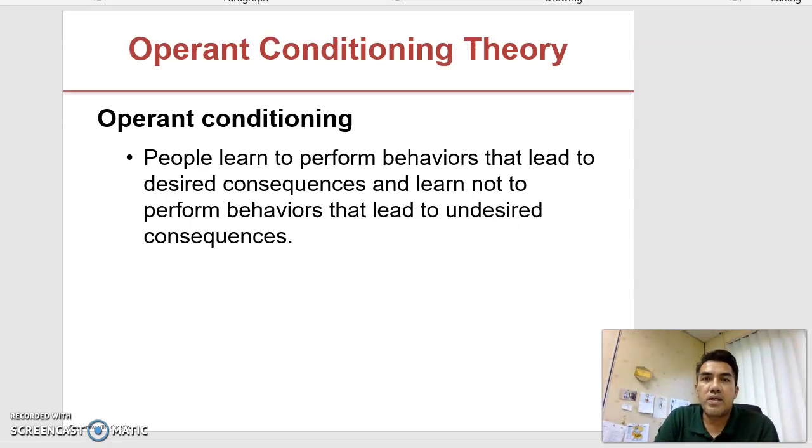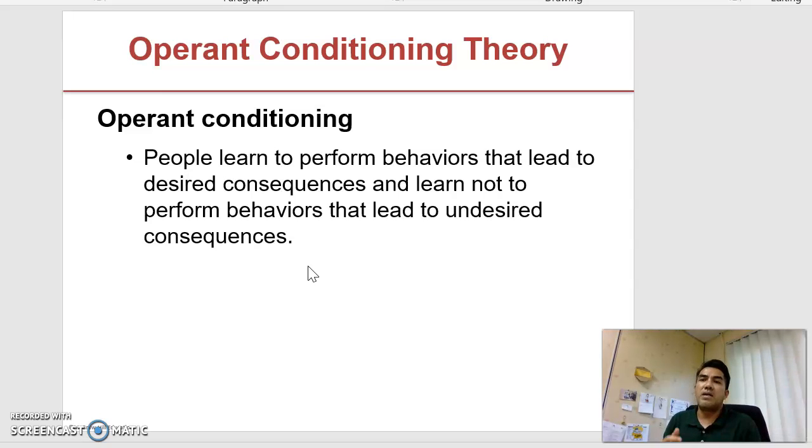Under this theory, they talk about operant conditioning. People learn to perform behaviors that lead to desired consequences and learn not to perform behaviors that lead to undesired consequences. When we want desired consequences, for example bonuses, good encouragement, good acknowledgement, we force ourselves to perform that desired behavior because those are the things that we want. And sometimes we also perform a particular behavior so that we avoid undesired consequences.